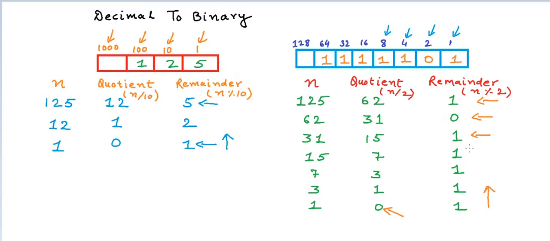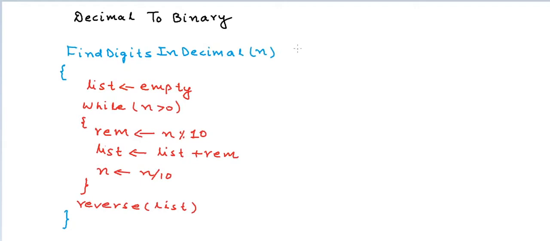So we can say that the number 125 in base 10 is actually 1111101 in binary, or base 2. Now let's quickly write a program for this as well. The program is pretty similar to finding the digits in decimal, except that this time we are finding the digits in binary. So we'll say find digits in binary, or if it suits you better, we will rename the method as decimal to binary.